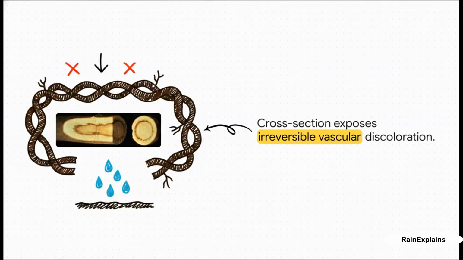Because these pipes are permanently blocked, both by the fungus and the plant's own defensive barricades, water simply cannot travel up the stem anymore. And this is exactly why watering a plant suffering from severe vascular wilt is completely useless. The water is sitting right there in the soil, but the internal highway is permanently shut down.